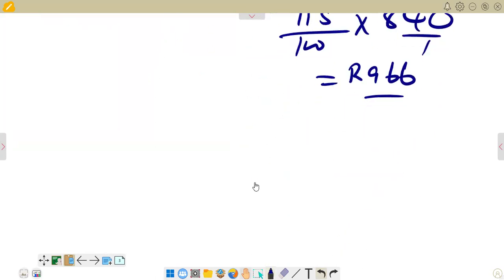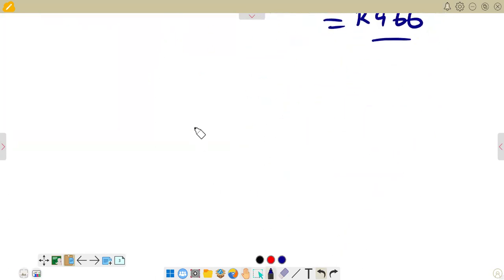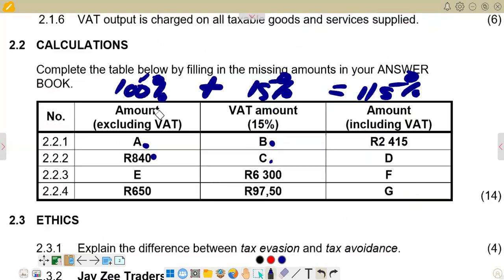Then we can move on to the next one, where we have to calculate our E. Just use the same approach so that it becomes easier. If you come back here, you see that we have our E. Remember our VAT amount is 6,300. We want to find 100%. We are given the 15%, and we want to find 100%. 15% is equal to 6,300.